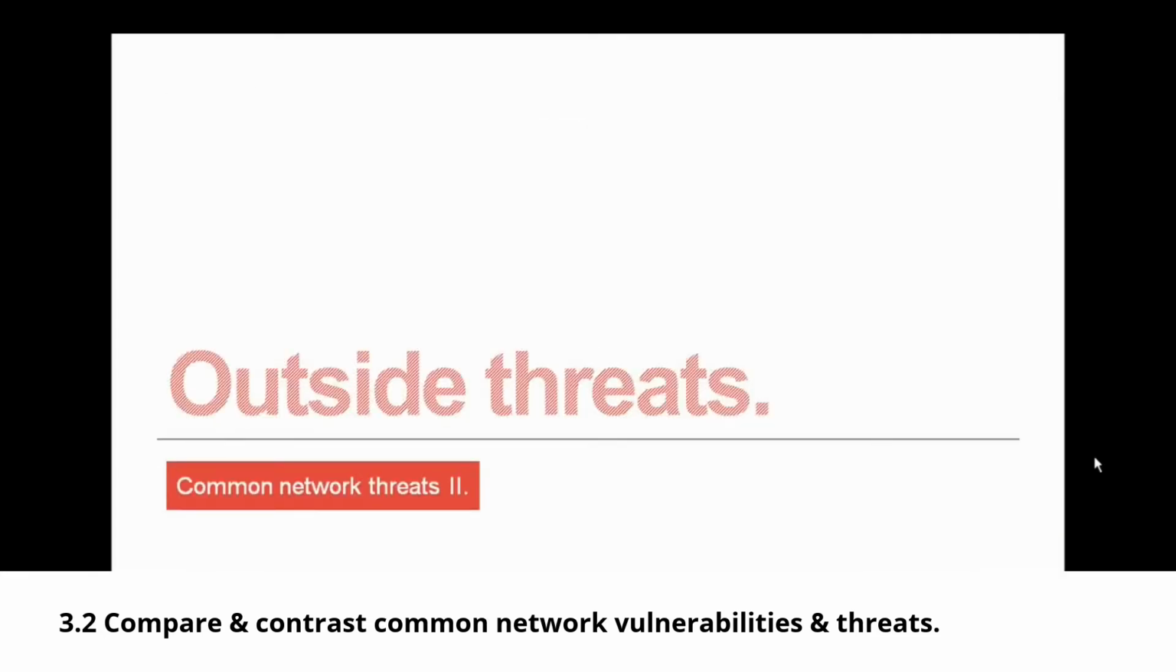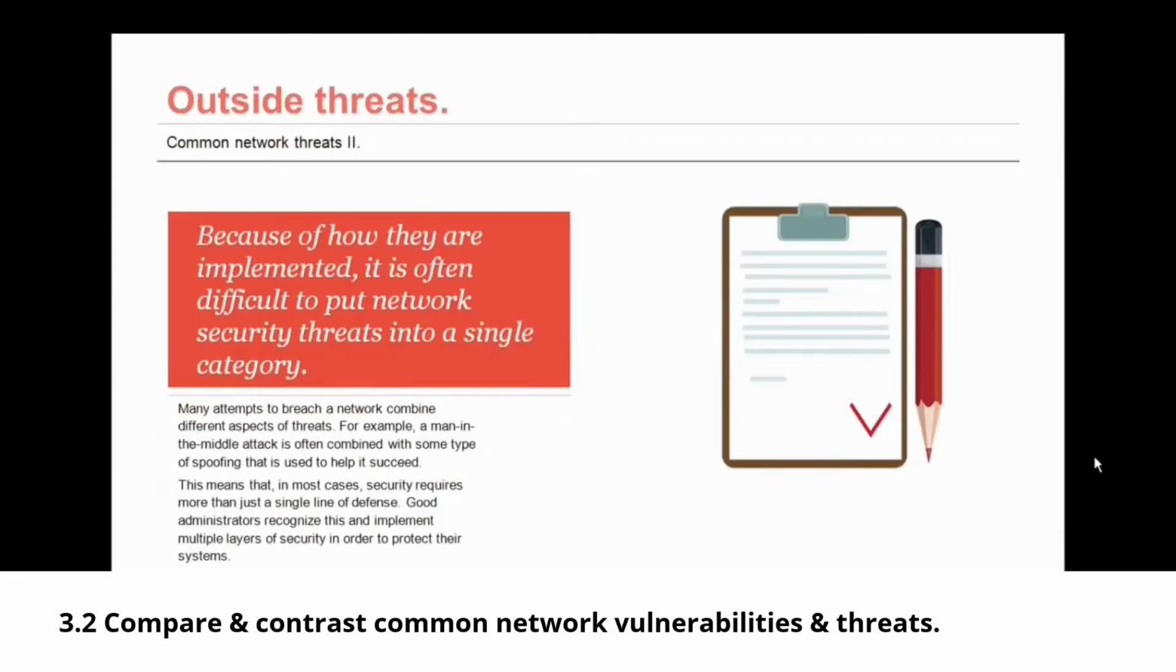I'm going to begin by talking about outside threats. Because of how they are implemented, it is often difficult to put network security threats into a single category. Many attempts to breach a network combine different aspects of different threats. For example, a man-in-the-middle attack is often combined with some type of spoofing that is used to help it succeed. That means that in most cases, security requires more than just a single line of defense. Good administrators recognize this and implement multiple layers of security in order to harden and protect their systems.